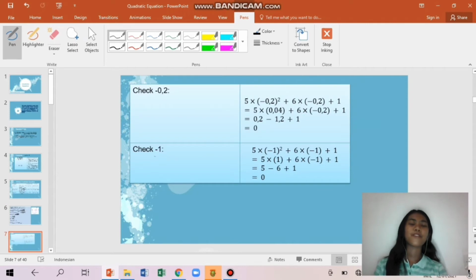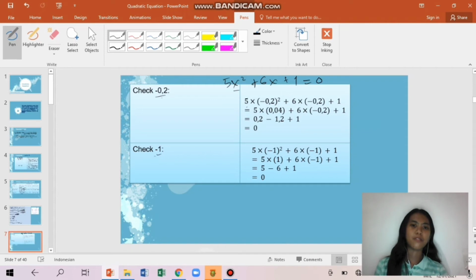So after we have known about the x points, now we must prove the points, whether they fulfill the equation 5x squared plus 6x plus 1 equals 0. So the first one, we must check the point negative 0.2. So we replace the x with negative 0.2.